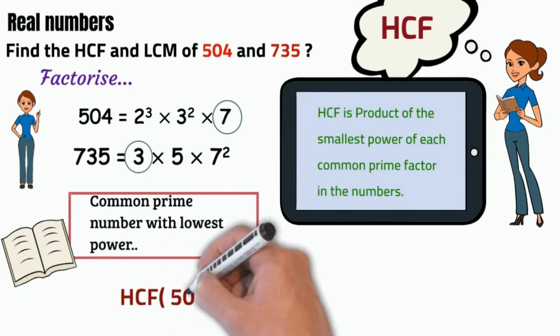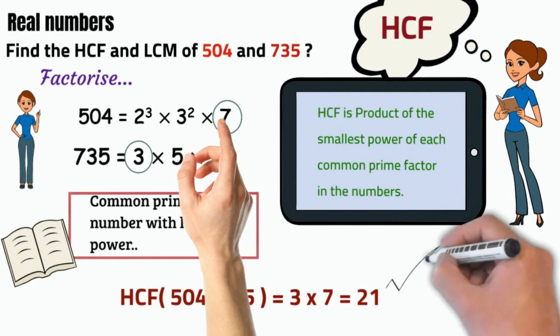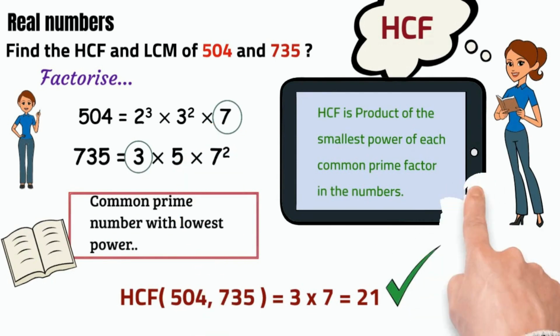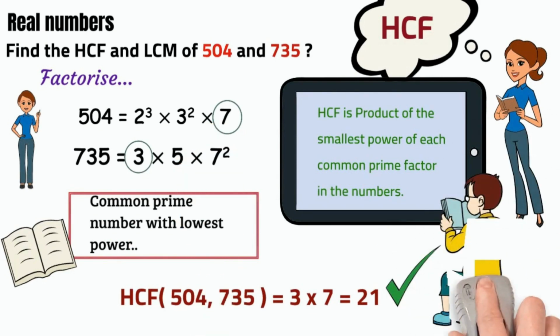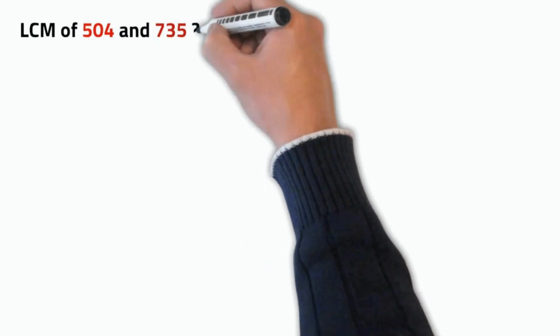Therefore HCF of 504 and 735 is equal to 3 into 7 equals 21. So highest common factor is 21. I hope it's clear. Please do practice. Then, we have to find LCM of 504 and 735.